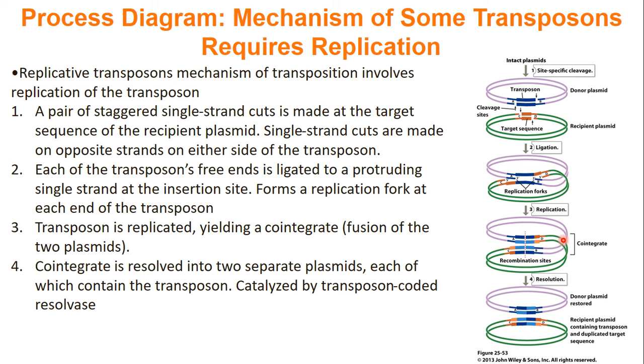However, we don't want 2 plasmids, so we have to separate these eventually. So we need to resolve the co-integrate into 2 separate plasmids. And when we do that, you can see that each plasmid now has its own transposon. And this resolution is carried out by the enzyme resolvase.